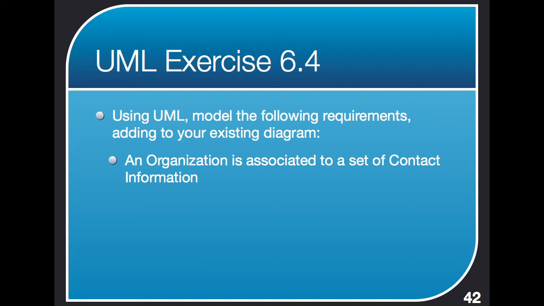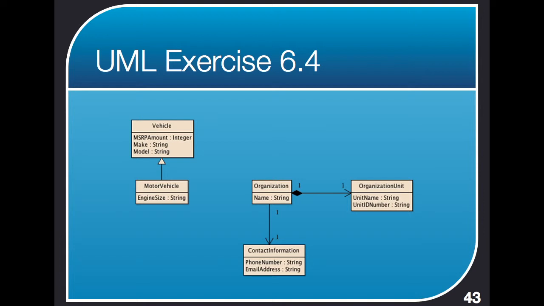Continuing on, we have exercise 4. Again, using UML, model the following requirements, adding them to your existing diagram. An organization is associated to a set of contact information. So here we've added an association arrow between organization and contact information.